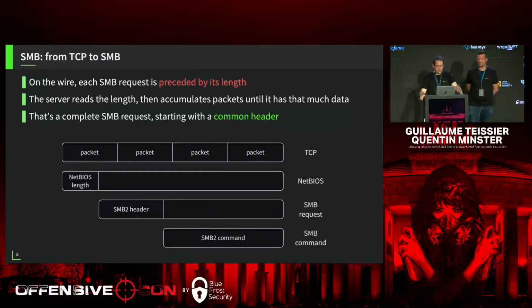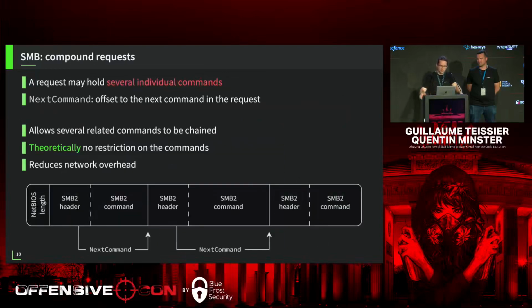Okay. So SMB, basically at the start of an SMB request, you have what's called the NetBIOS length. So it's the length of the actual request. So the server just has to read that length off the network and then accumulate data until it has the full request. That request is composed of a header and the command. That's a simple request, but you can have compound requests.